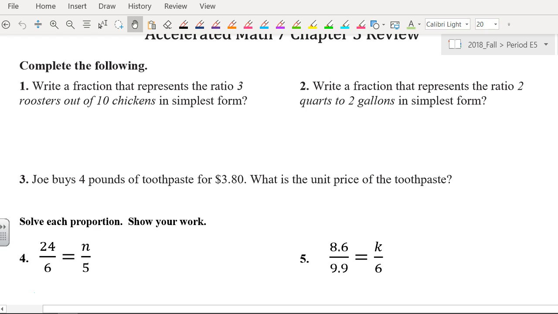Jason Bourne. Excellent job. Okay, 3 out of 10. Do we agree? Is it in simplest form? Excellent job, sir. Cool. All right, number 2.